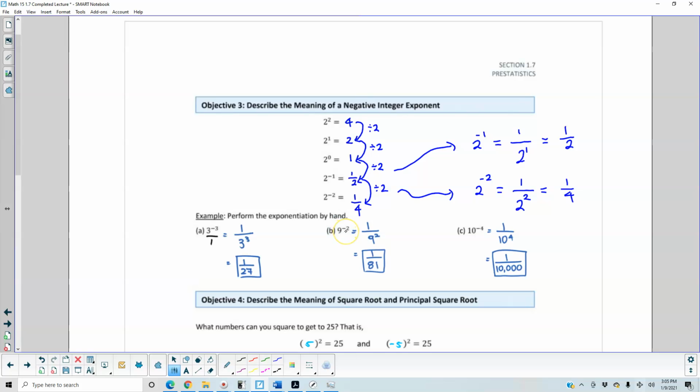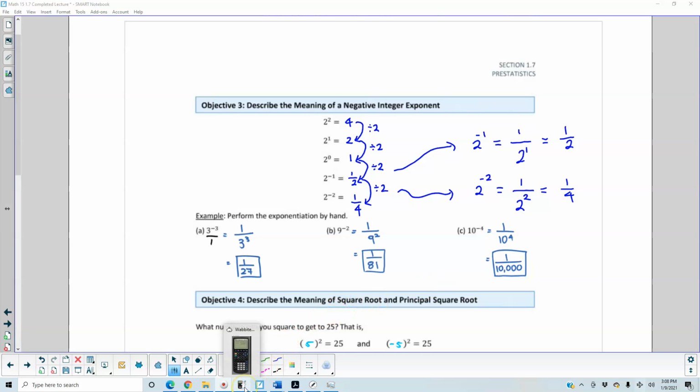Likewise, 9 to the negative 2 is equal to 1 over 9 to the positive 2 power, which is 1 over 81. And if we look at part C, 10 to the negative 4th is equal to 1 over 10 to the positive 4 power, which is equal to 1 over 10,000.